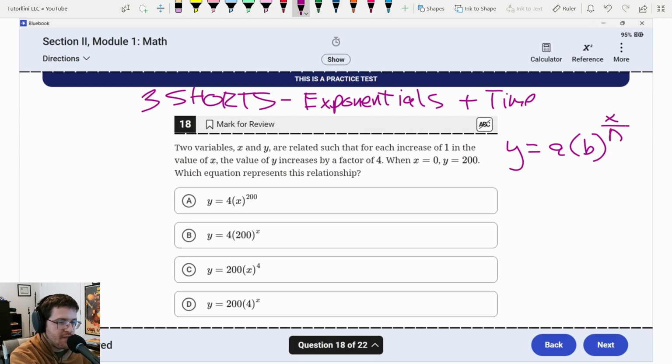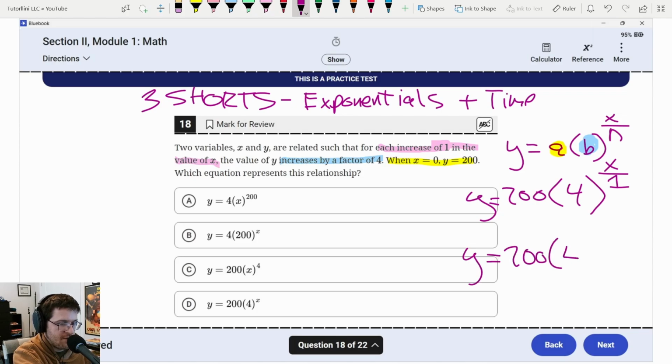I see that a is the initial value, and they tell me the initial value, or y-intercept, is 200. So I'm going to put y equals 200. B is the multiplier. Increases by a factor is just a fancy way of saying multiply by. So the multiplier is 4. And then n is the interval, and they tell me the multiplier gets applied for each increase of 1 in the value of x. So the interval is 1. So that's our equation. X divided by 1 is just x. So the equation must be y equals 200 times 4 to the x. And that gives us choice D.